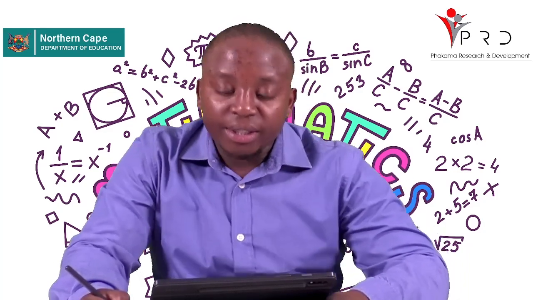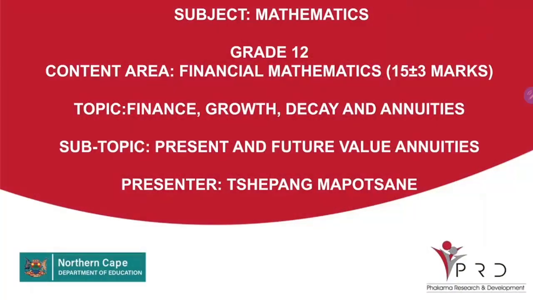Now, in today's lesson, we're going to focus on financial mathematics. The topic is allocated 15 marks. Our topic for this content area is finance growth, decay and annuities. The subtopic we're going to deal with is present and future value annuities.